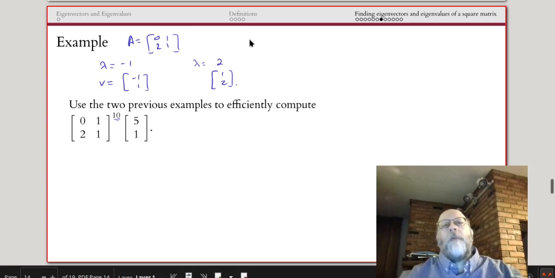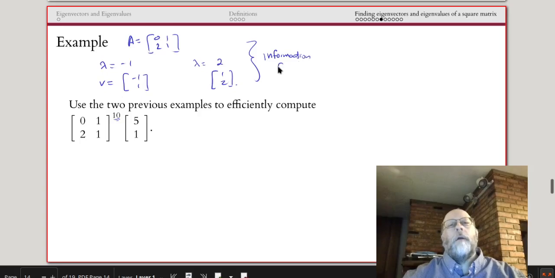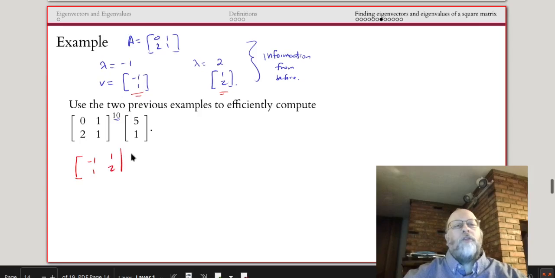So this is information that we have from before. What we're going to do now is find a way of writing (5, 1) as a linear combination of these two eigenvectors. So I want to solve this system: (-1, 1), (1, 2), (5, 1). I'm going to get rid of this -1 and make it a +1 by taking negative row 1. That gives me 1, -1, -5, 1, 2, 1. And I'll get rid of this 1 by taking row 2 minus row 1.